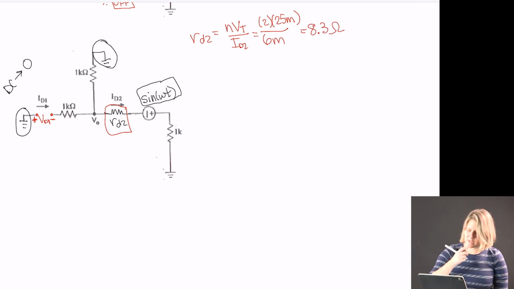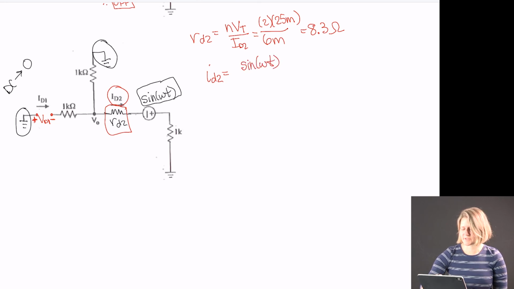So we can do the same thing again and solve for the current ID2, or we can see that there's only one voltage source, and so ID2 for the AC is going to be just your sinusoid divided by all of the resistances in that branch. So the summation of all those. So 2000 and 8.3. And so this will be your AC value.